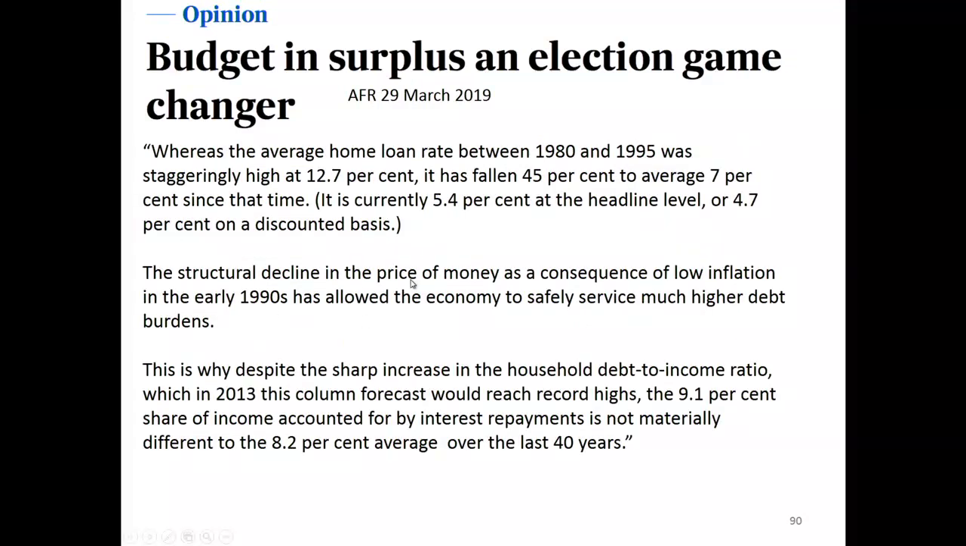So the structural decline in the price of money as a consequence of low inflation has allowed the economy to safely service much higher debt burdens. So he says, despite the sharp increase in household debt-to-income ratio, the 9.1% share of income accounted for by interest payments is not significantly different to the 8.2% average over the last 40 years. So his point is, unless we can foresee a dramatic increase in interest rates, there's no need to fear a housing correction.